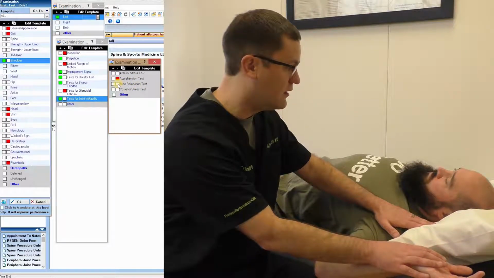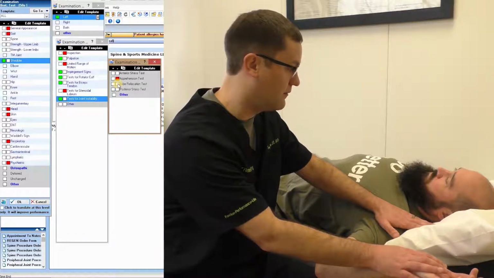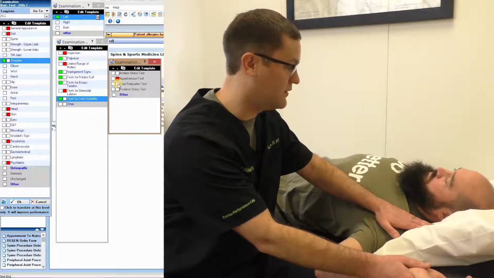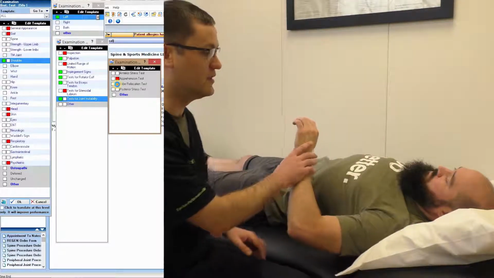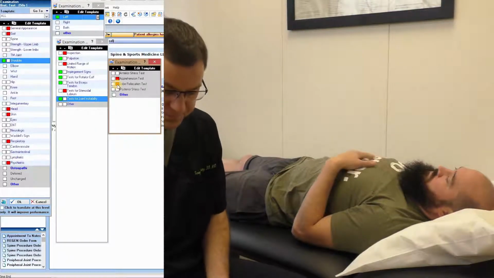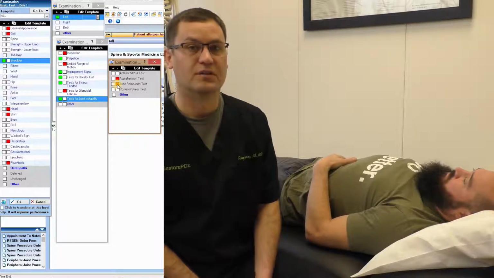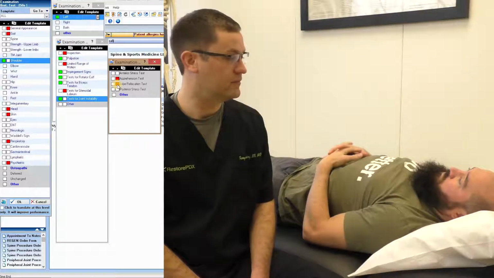Now the Jobe relocation test is this: if he has positive apprehension, if I put pressure down, does it take the apprehension away? And if it does, that's a positive test. For him, there's no positive apprehension, so there's no reason to do Jobe's to begin with. That concludes the shoulder exam.